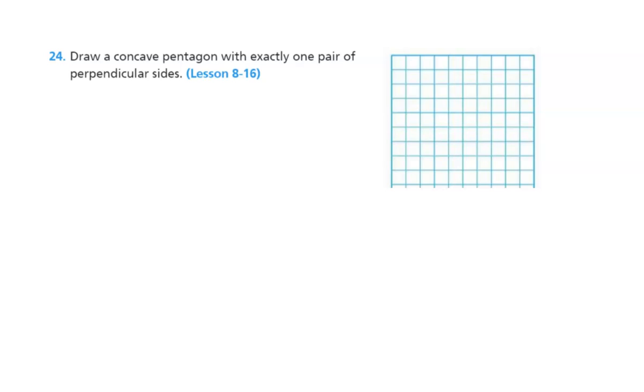Finally, you've got number 20, well, not finally. Number 24 wants you to draw a concave pentagon with exactly one pair of perpendicular sides. Well, let's start with our perpendicular side first. That tells me that that's perpendicular because it's got a square corner. It's got to be concave, so I need to have some sort of a dip in here. And then also, finally, it can only have exactly one pair of perpendicular sides, so this one I know needs to be kind of over there. So what if I did something like that? There we go. 5 sides, concave, and there's only one set of perpendicular sides.